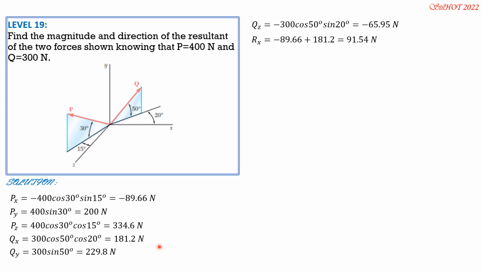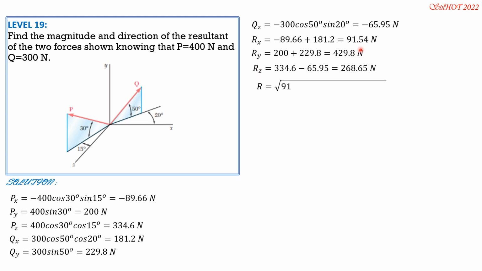Therefore, Rx is negative 89.66 plus 181.2, 91.54 newtons. Ry is 200 plus 229.8, 429.8. Then Rz is 334.6 plus negative 65.95, 268.65 newtons. So the magnitude of the resultant, because we are looking for the magnitude and direction of the resultant, is square root of 91.54 square plus 429.8 square plus 268.65 square. So the magnitude of R is 550 newtons.